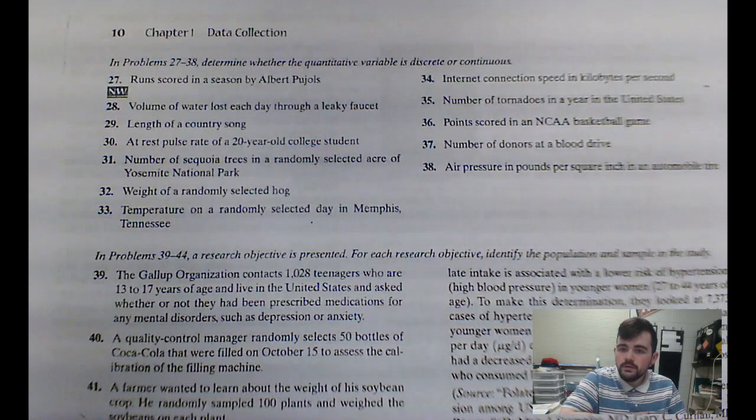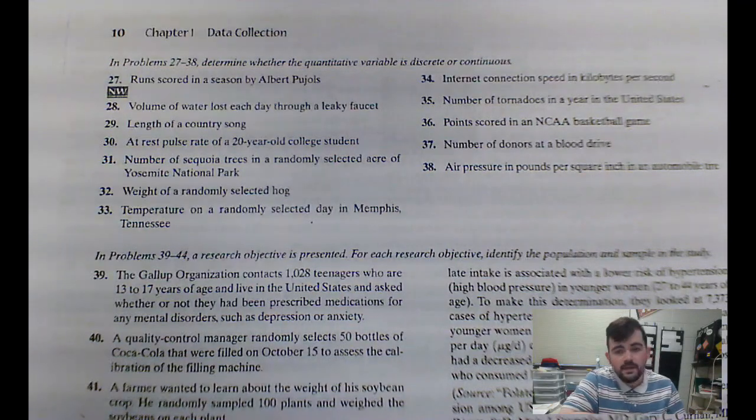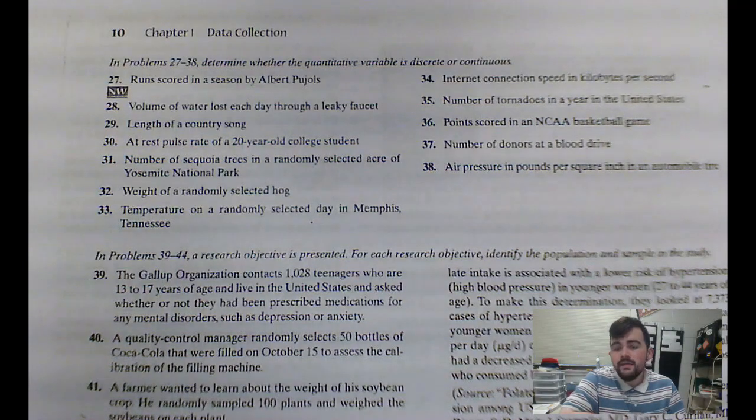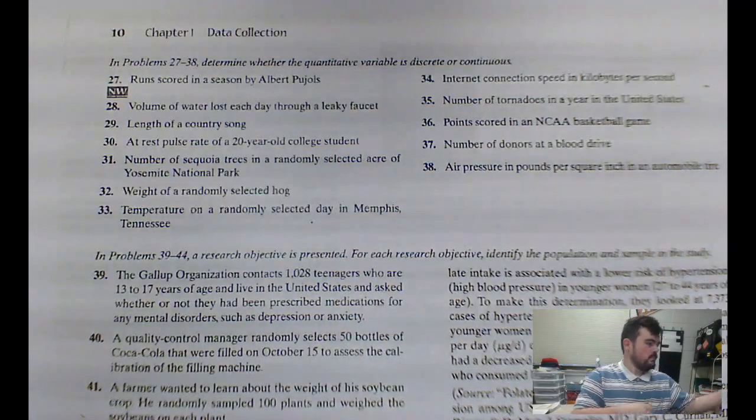37, number of donors at a blood drive. That would be discrete again because you're going to have 10 donors or 11 donors, but not 10 and a half donors. And lastly, 38, the air pressure in pounds per square inch in an automobile tire. That is something you would measure. That is continuous. So, here are the answers.